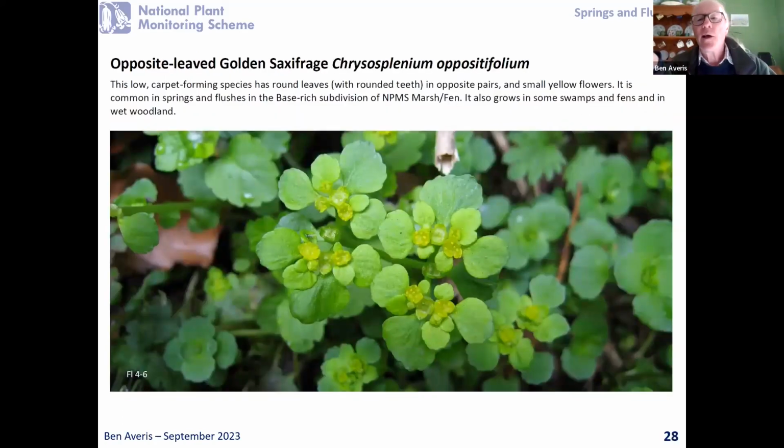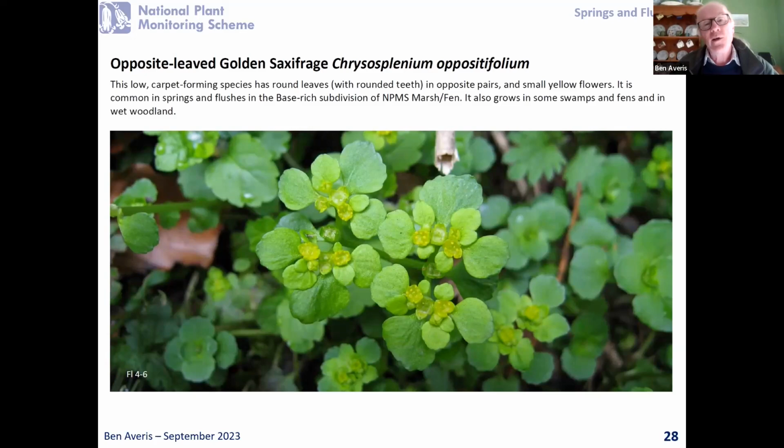So that's a few mosses there. Now some vascular plants, to be more of these. Because there are plenty of vascular plants that grow in flushy places on soils that vary from neutral to base enriched, and they're therefore in this NPMS subtype.